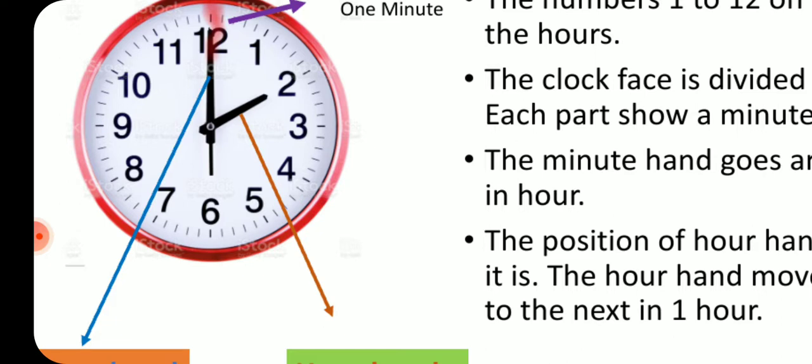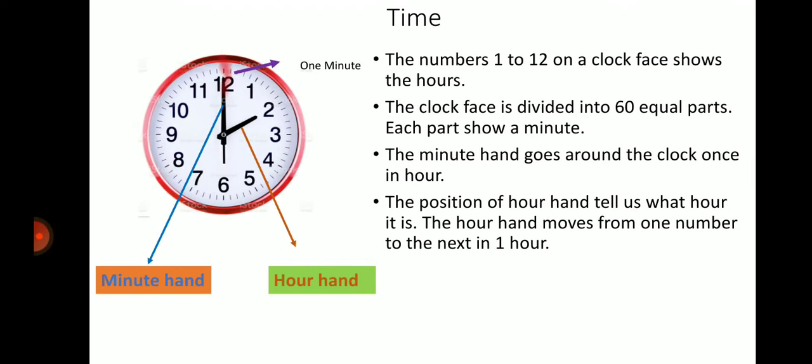From 1 to 2 again there are 5 dots. From 2 to 3 there are 5 dots. So if we go on like this, 5, 10, 15, 20, 25, 30, 35, 40, 45, 50, 55, 60. So there are 60 dots, or the face is divided into 60 equal parts. Now each part shows a minute.